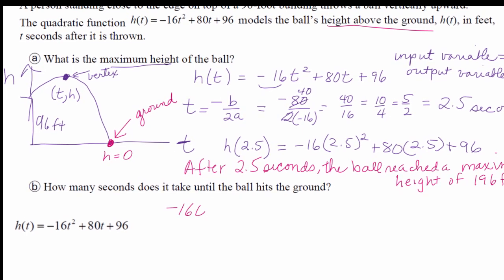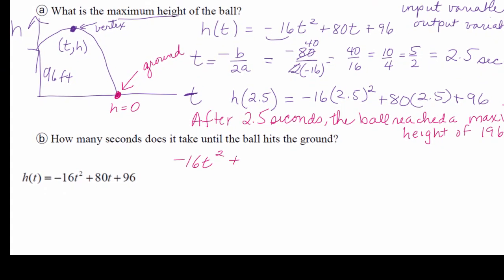So we're going to take our equation and set h to 0. So we're looking for a t-intercept, aren't we? We're going to set h to 0, and we are going to solve for t. And that'll give us the time, how many seconds, right? How many seconds it takes for the ball to hit the ground. Okay, so this is a quadratic equation.